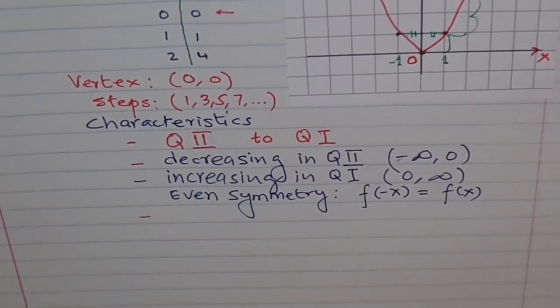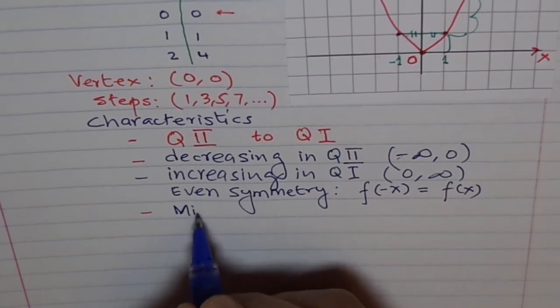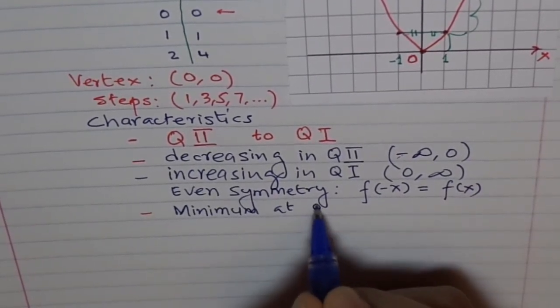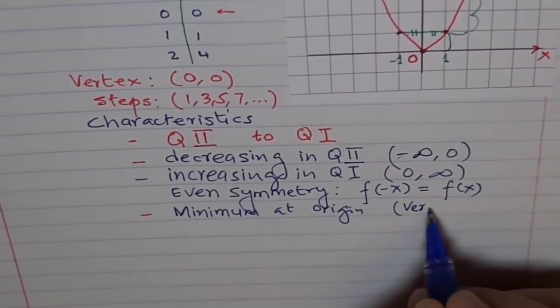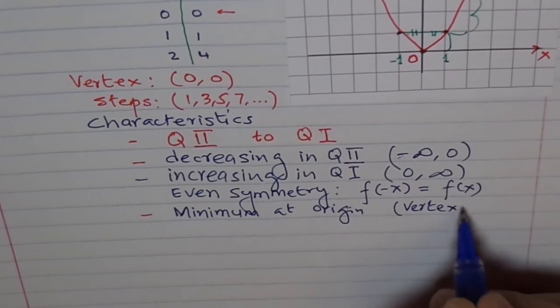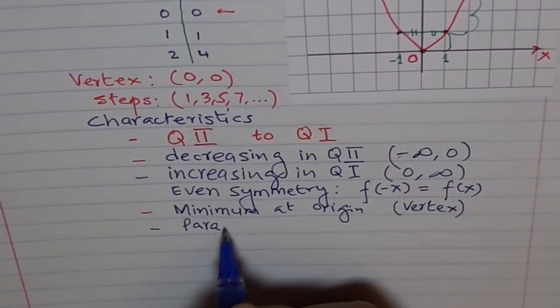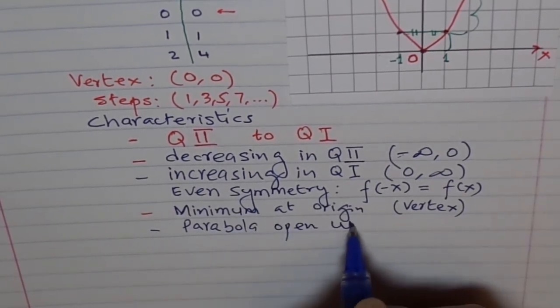What else do you see? Do we have a vertex? Yes. And at this vertex we have a minimum. So the minimum at the origin is also called the vertex of our parabola. And parabola is the name of the shape. Opens upwards.